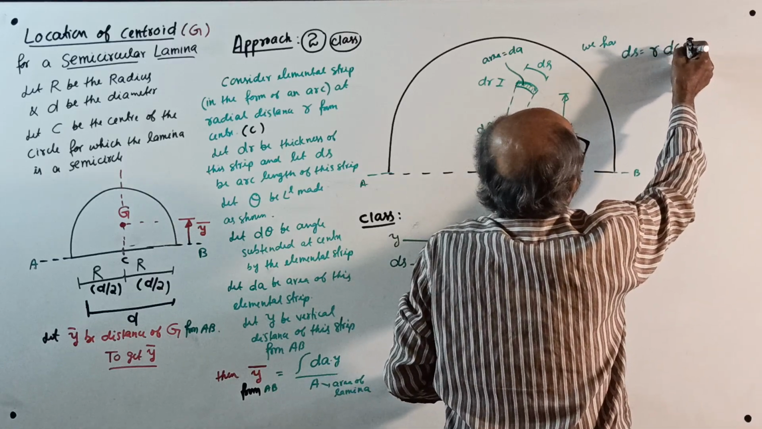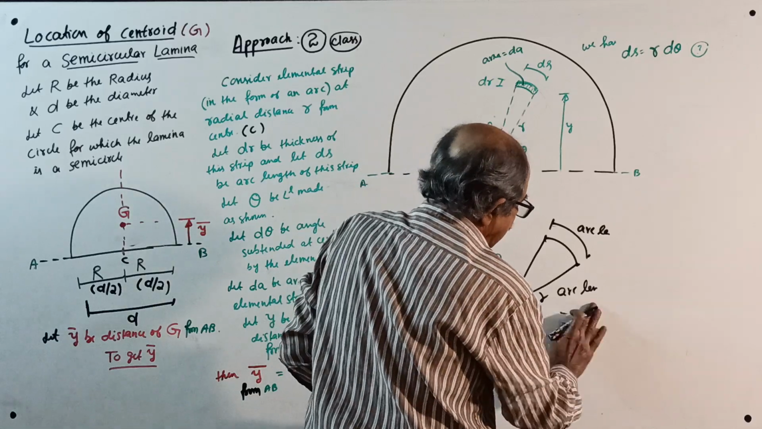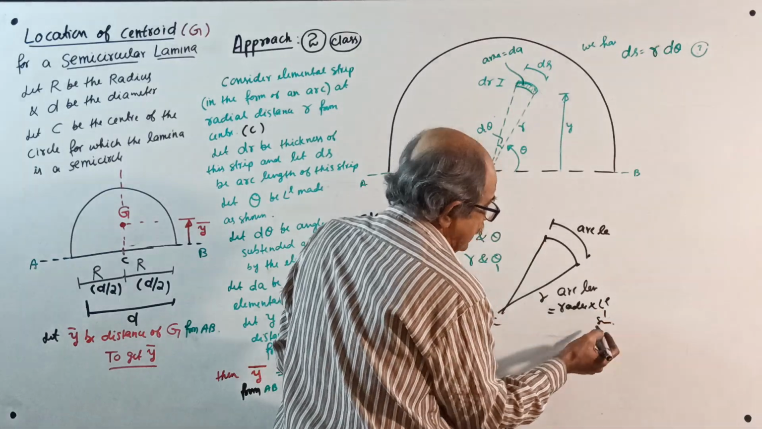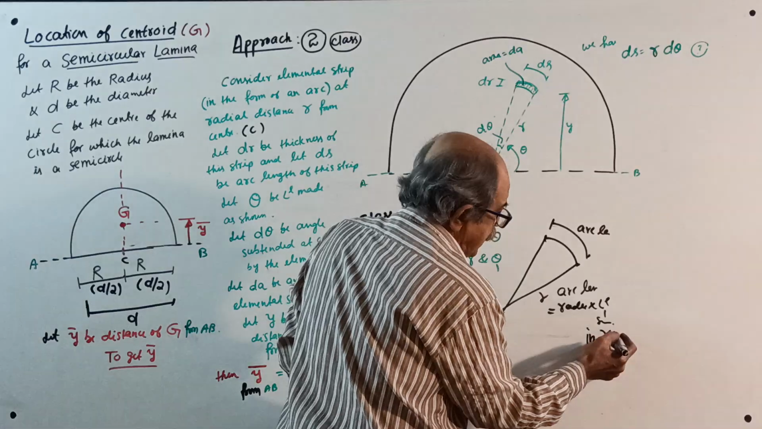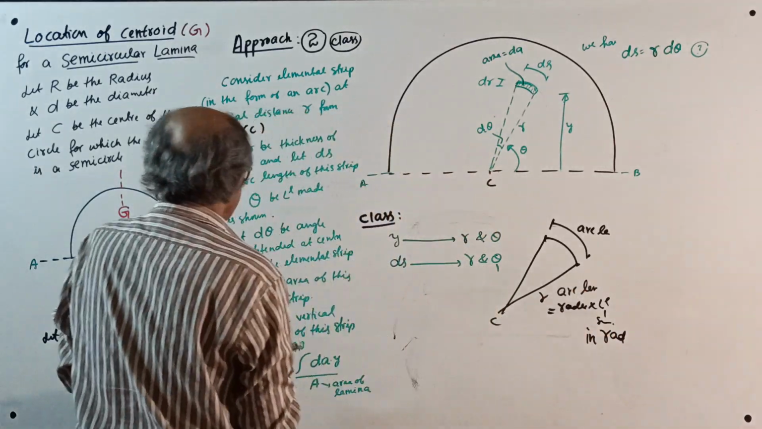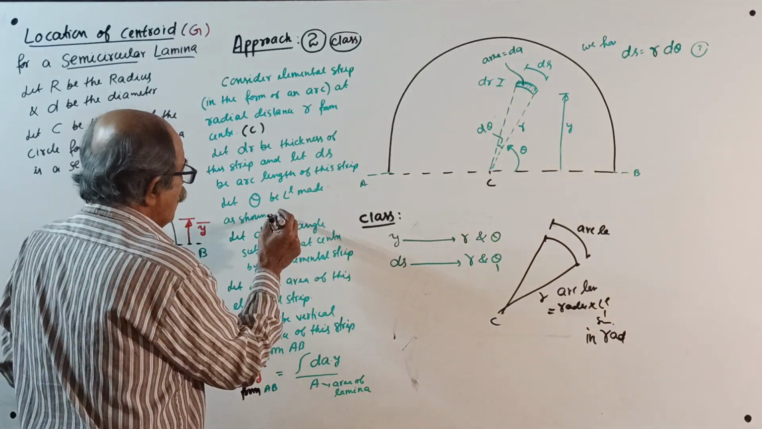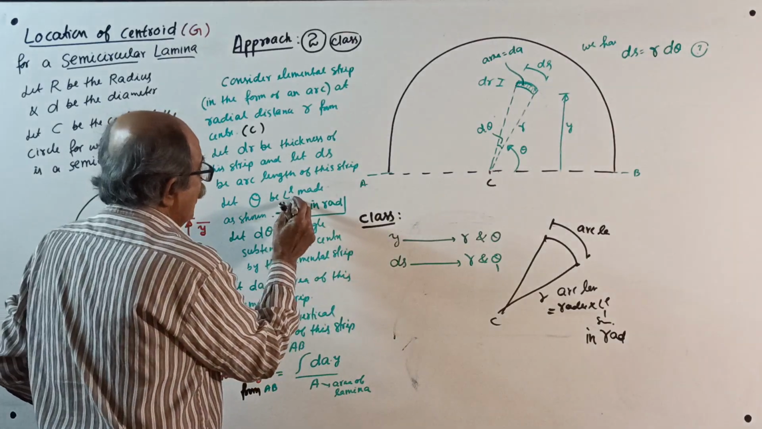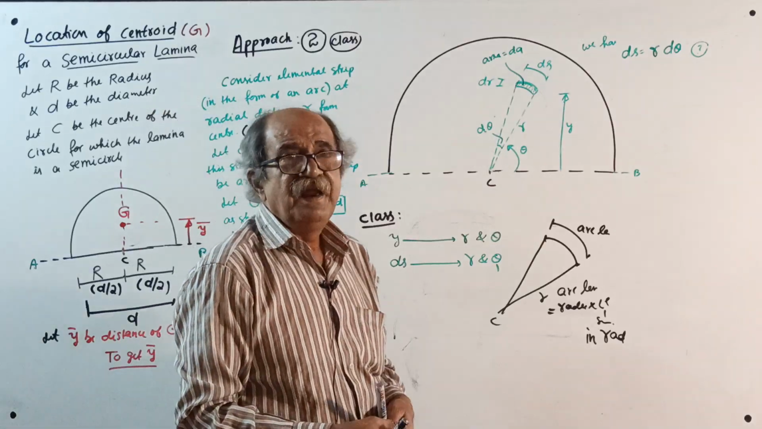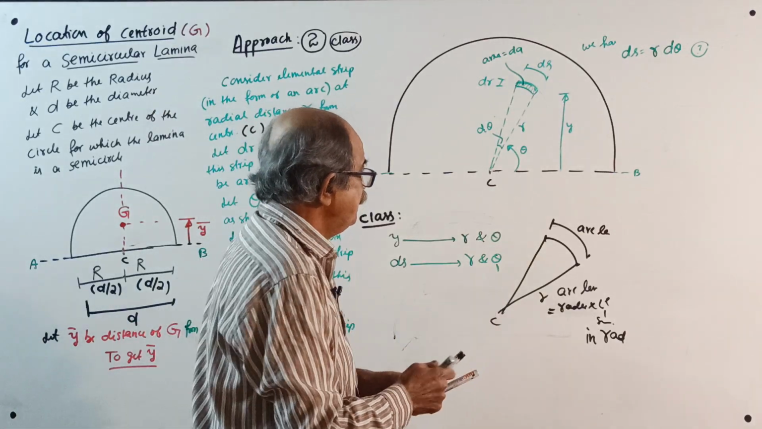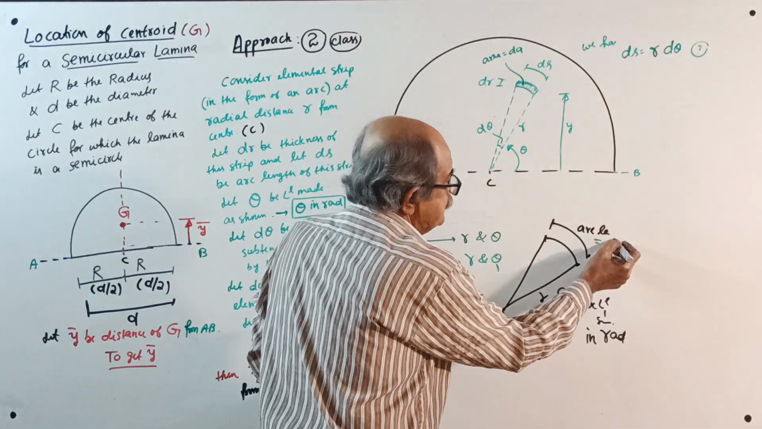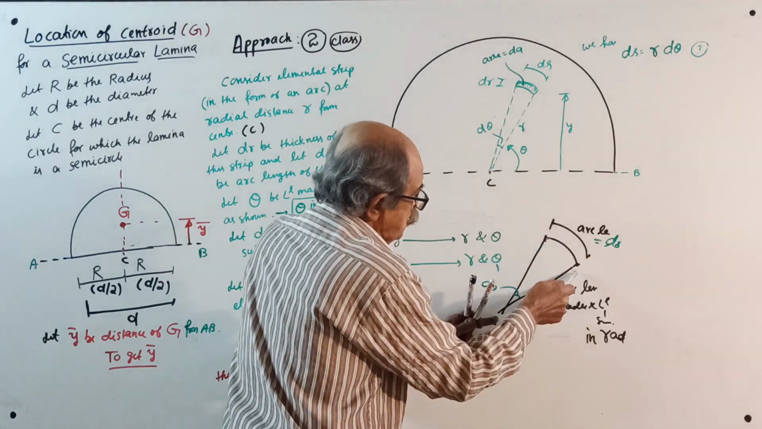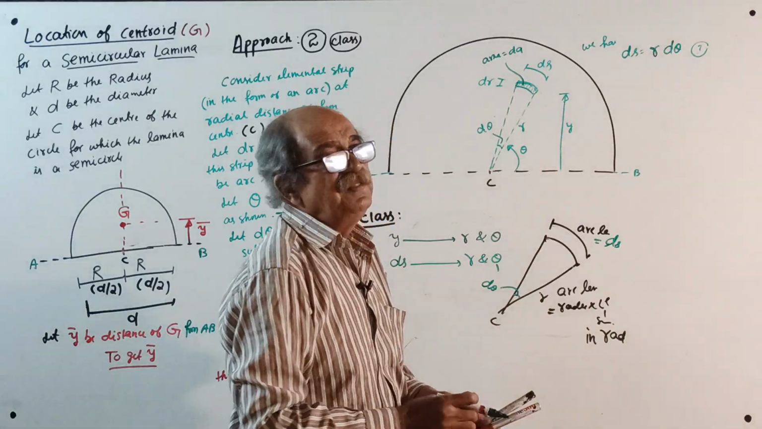Because the formula is arc length equals radius into angle subtended at the center, but compulsorily the angle should be in radian. Be careful. Theta should be in radian, very very important. Here this arc length is ds, and the corresponding angle is d theta. So the arc length equals radius into d theta.